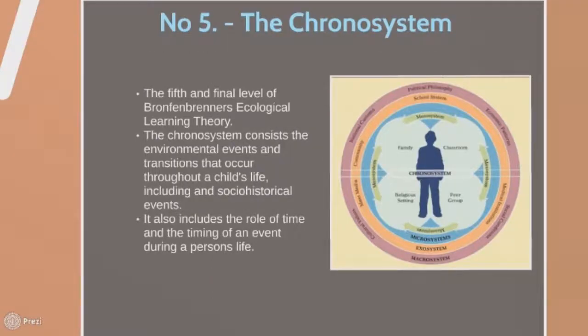The chronosystem is the final level in Bronfenbrenner's ecological systems theory. The chronosystem consists of the environmental effects and transitions that occur throughout a child's life, including any socio-historical events. It also includes the role of time and the timing of an event during a person's life.